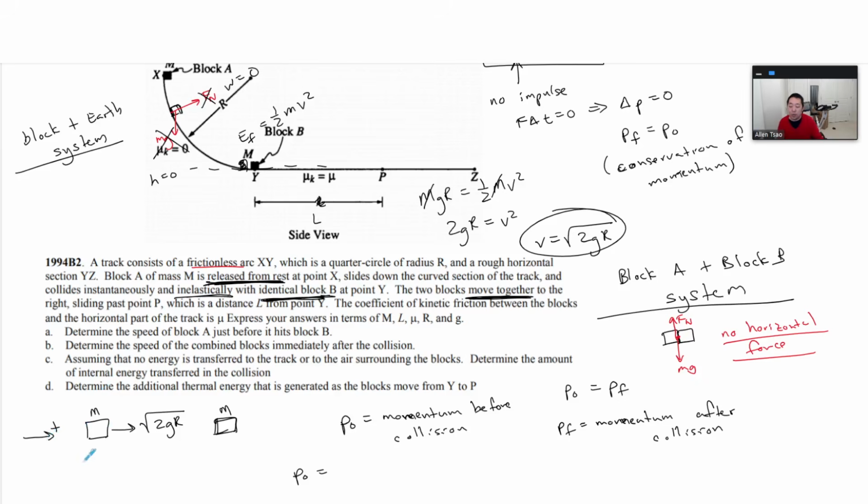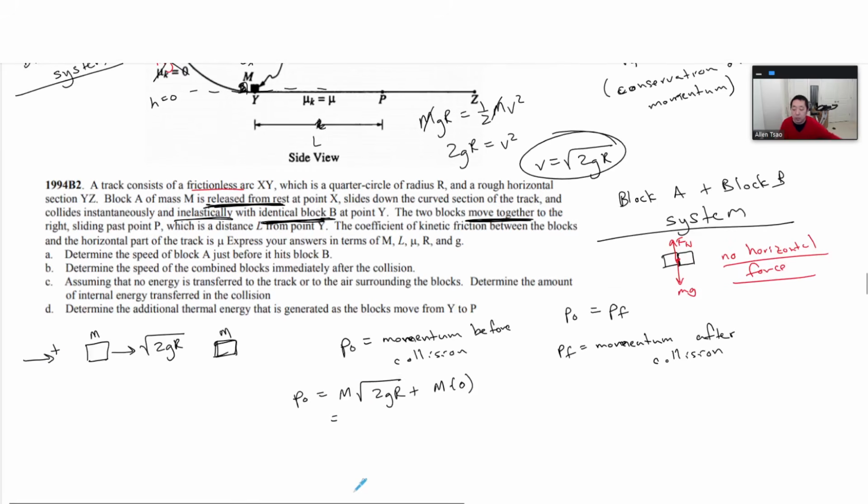So let's say right is positive. The total momentum would be m, the mass of this guy, times his velocity, plus the mass of this guy times his velocity, which is 0. So the initial momentum before the collision is m root 2gr.